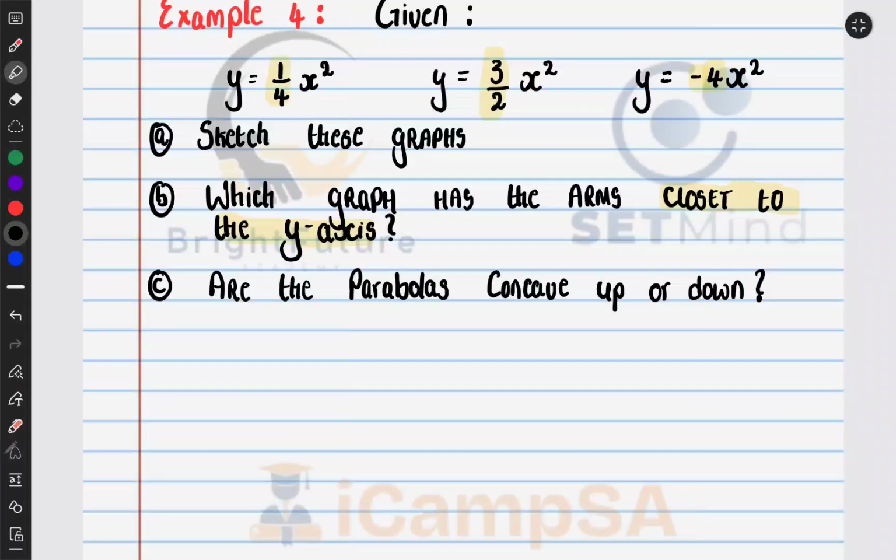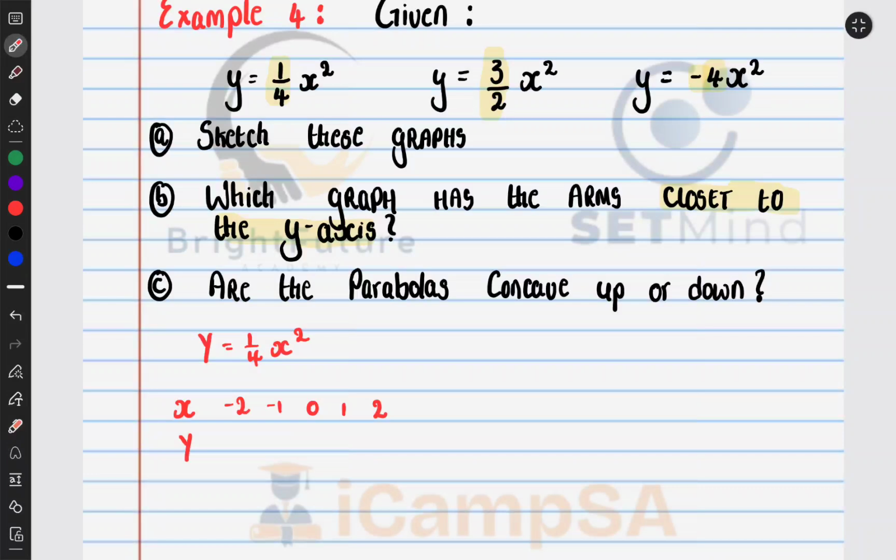I will quickly just do the tables. Let me in fact write this one in red. So we have function number 1. Just gonna do it like this: 1/4 x squared. So we're dealing with function number 1. Let's choose values for x. Let's take -2, -1, 0, 1, and 2. Okay, we'll use these values to sketch the function, and then the y values are going to be the corresponding y values.